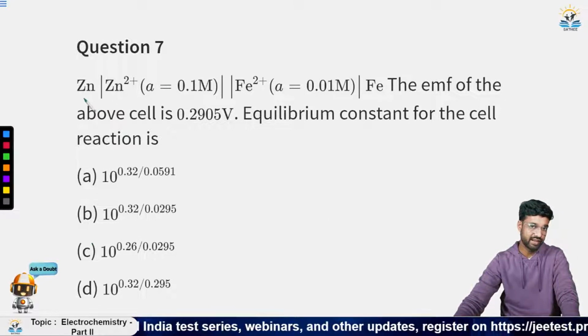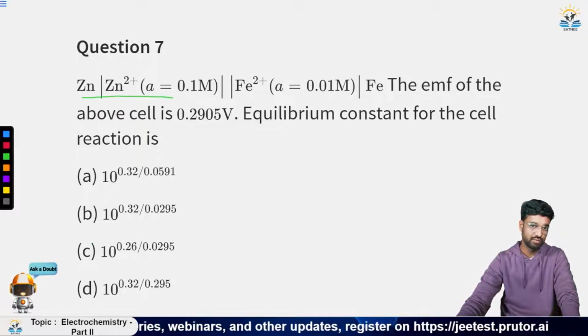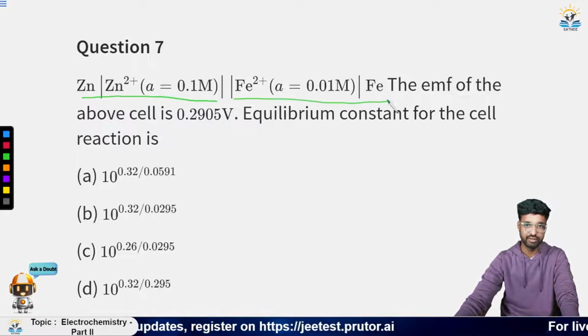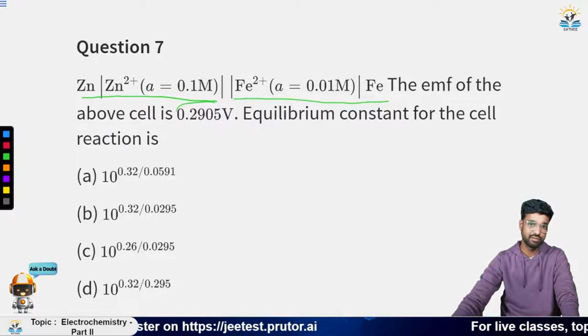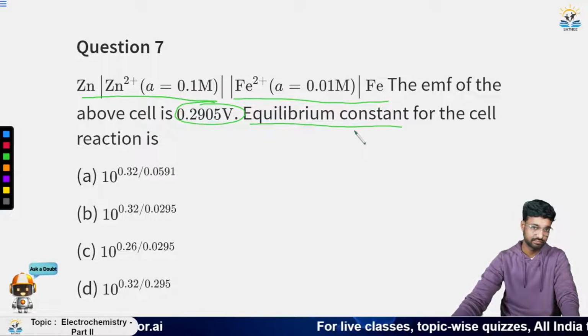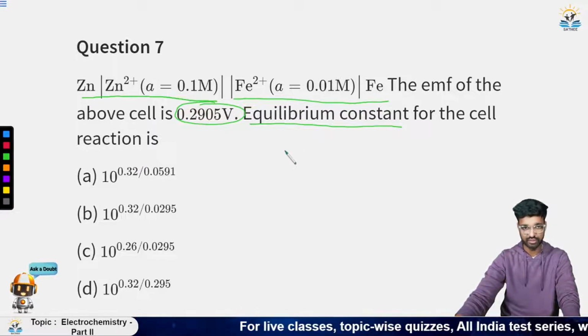Now the next question we have here is Zn going to Zn2+ and Fe2+ going to Fe. The EMF of the cell is also given. It is 0.295. We have to find the equilibrium constant, that is K.